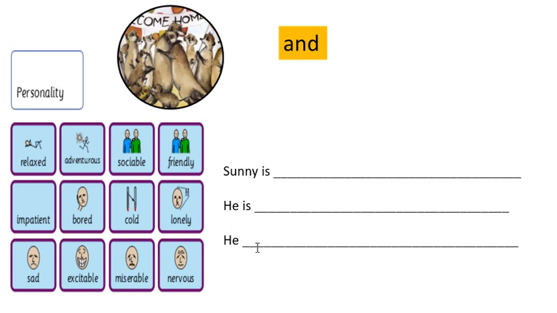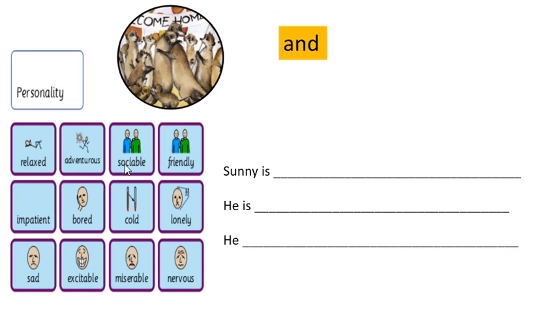And in the same way as we did with the appearance, we can choose two of them and put the conjunction and in the middle. Pause the video and see if you can come up with some sentences which use some of these words and the conjunction and. Did you manage to think up some sentences?